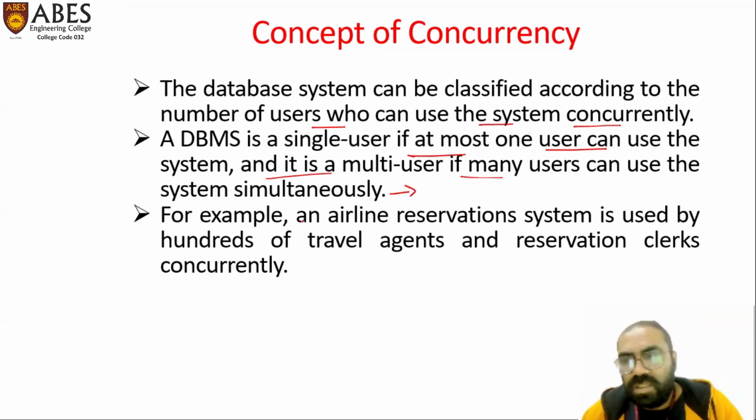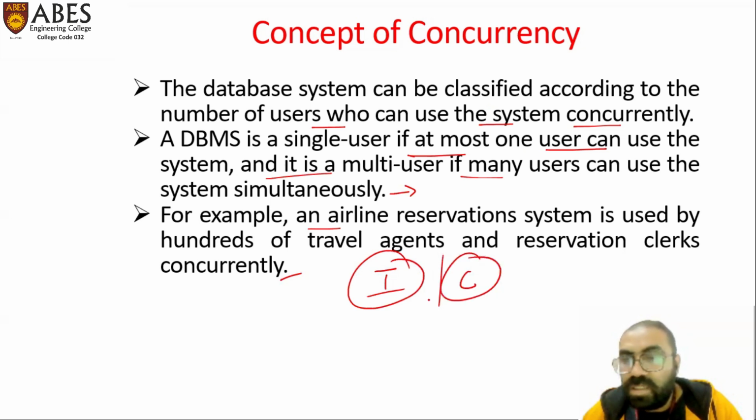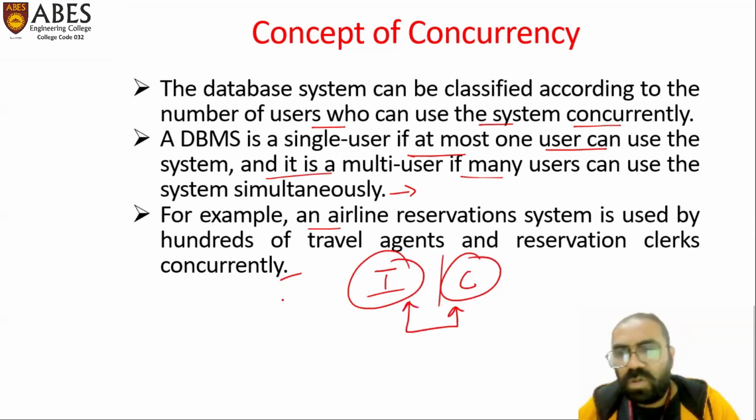Let us take an example. An airline reservation system is used concurrently by hundreds of travel agents and reservation clerks. How does this happen? We need to perform isolation, and we need to get the data in a consistent state. So how do we get this? One of the best methods is one by one.